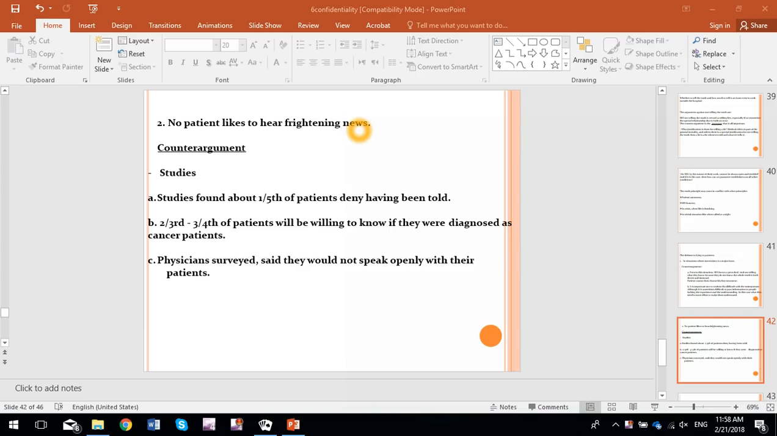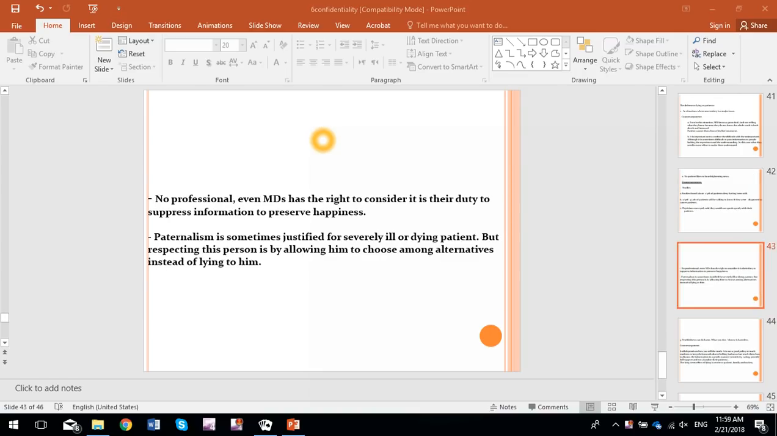Now, other studies surveying the physicians reported that they would not speak openly with their patients. This is a clear and explicit admission. Not all physicians, but a part of the physicians said we would not speak openly with our patients, which is again a counter argument for the claim that no patients like to hear frightening news.